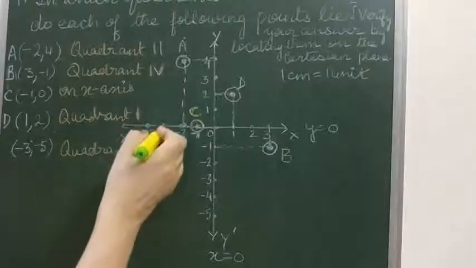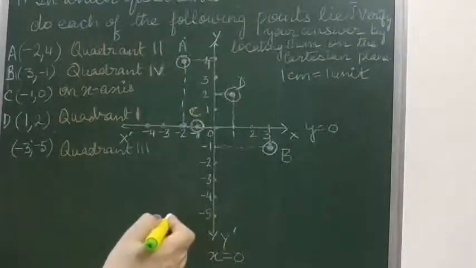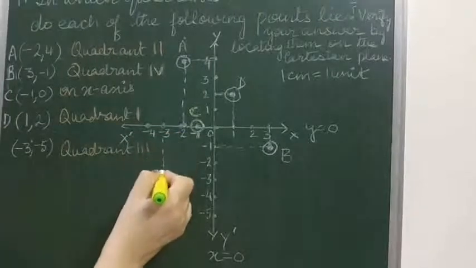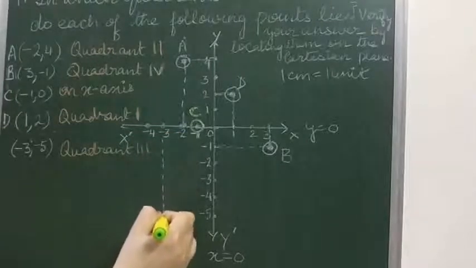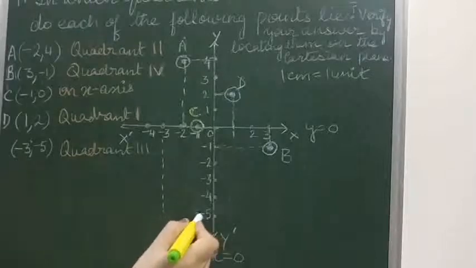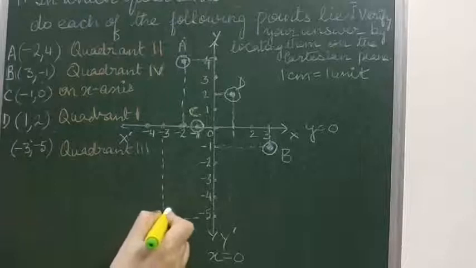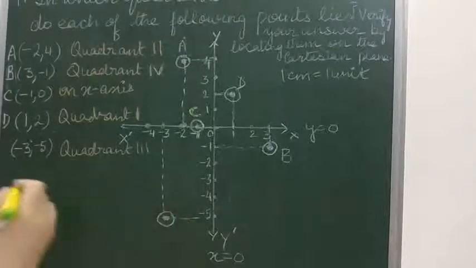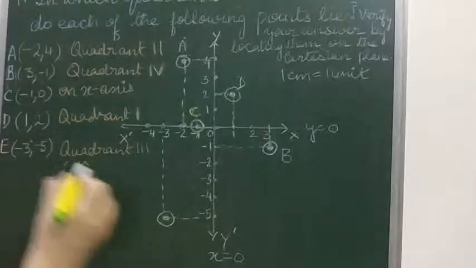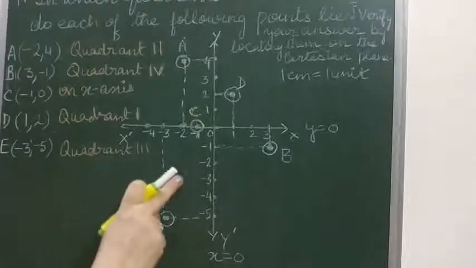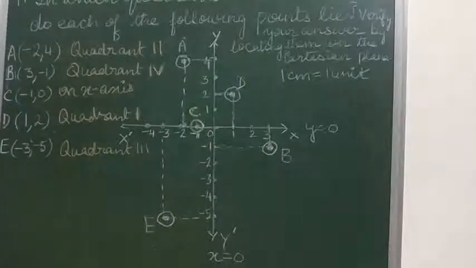So let's go for the last point, minus 3 and minus 5. Minus 3 is here on x and minus 5 on y. Again we draw a vertical line downwards and a horizontal line. These meet at the point; name this point as point E. So this is also lying in the third quadrant, hence verified.